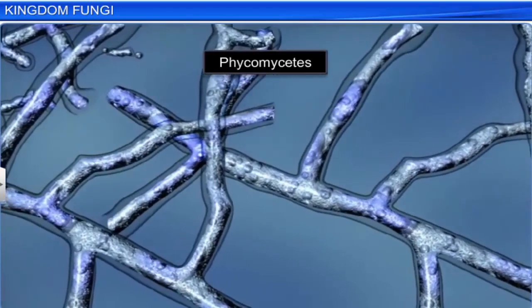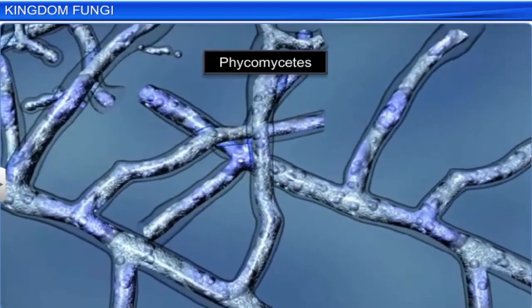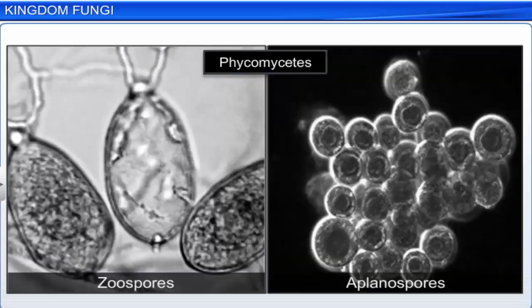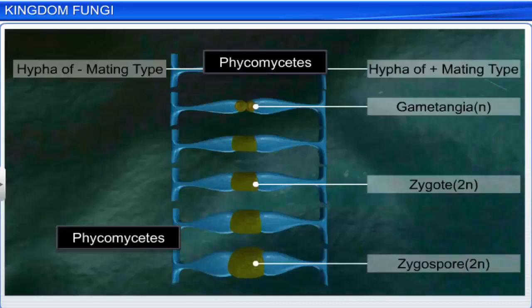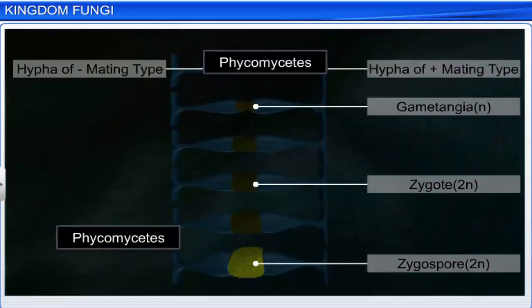Phycomycetes have aseptate and cenocytic mycelium. They reproduce asexually by zoospores in the case of motile gametes, and by aplanospores in the case of non-motile gametes. On the other hand, sexual reproduction leads to the formation of zygospores after the fusion of gametes. The gametes may be either similar or dissimilar.